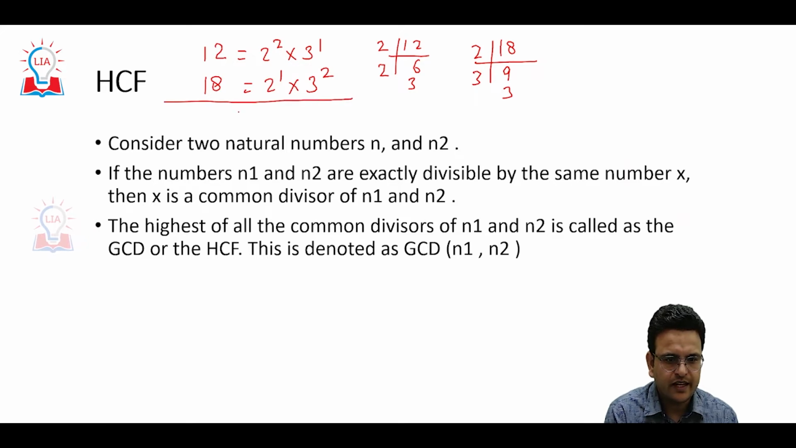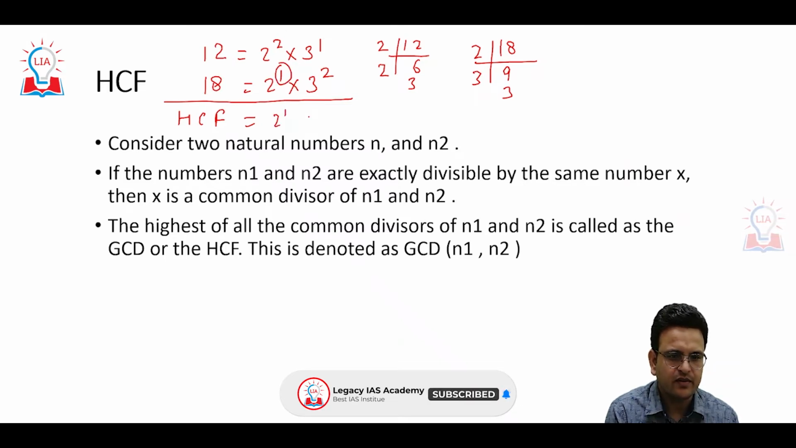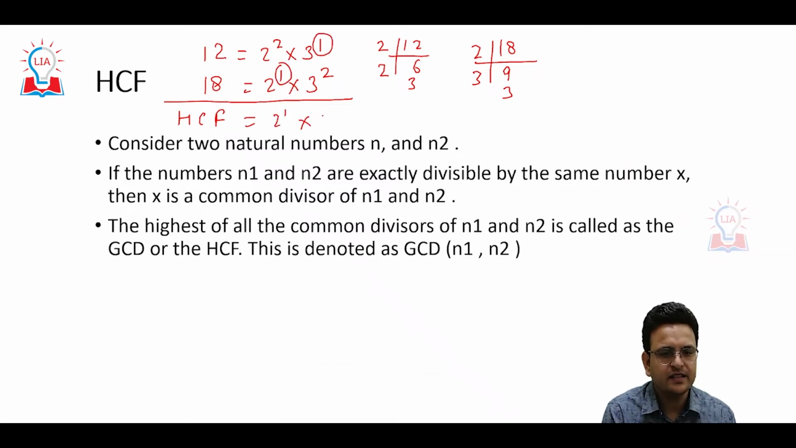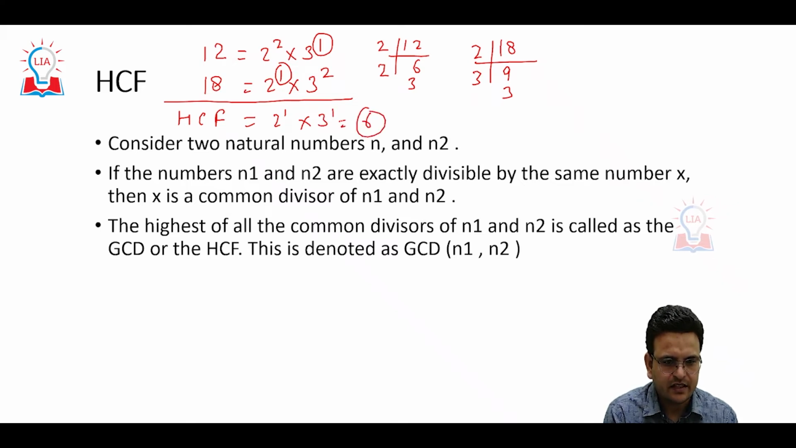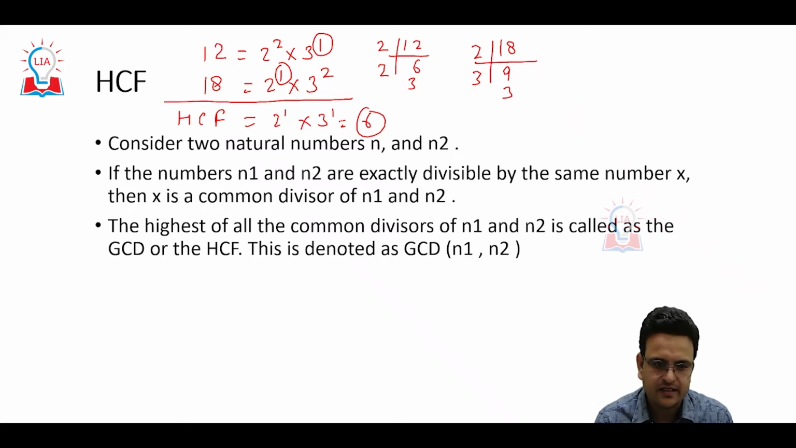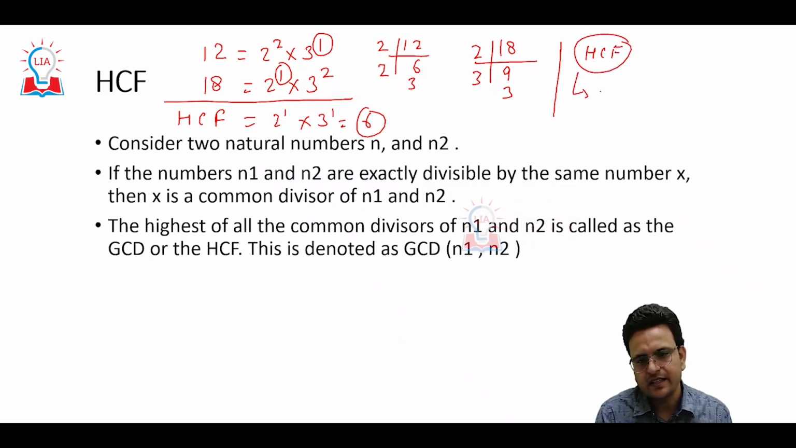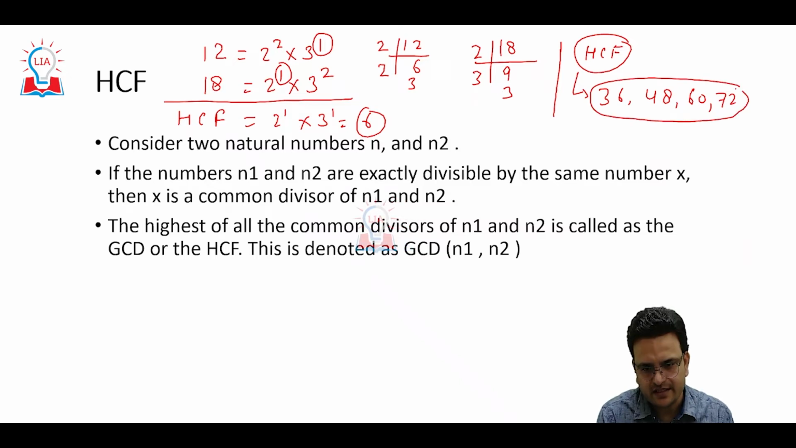So we have to take the common factors for HCF. Here the lowest power of 2 common to both is 2 to the power 1, and the lowest power of 3 is 3 to the power 1, so it will be 6. So very simply we can say that the HCF of 12 and 18 will be 6. In this way we can get our HCF. For practice, find the HCF of 36, 48, 60 and 72. What can be the HCF?